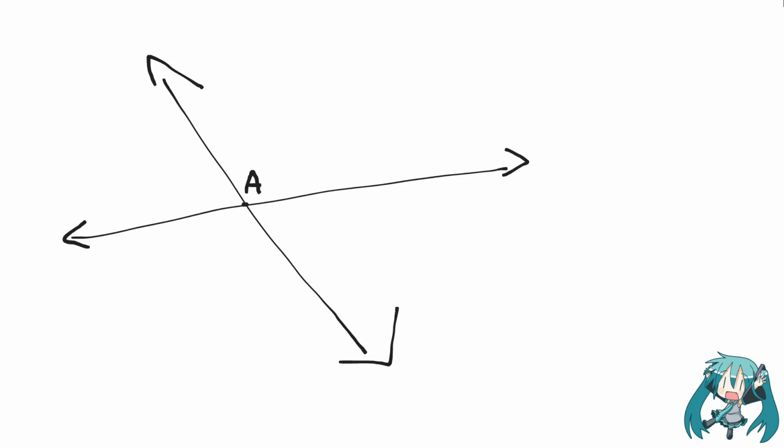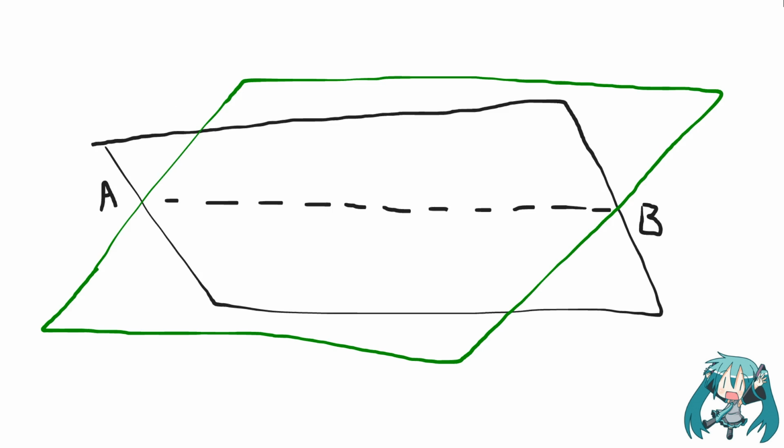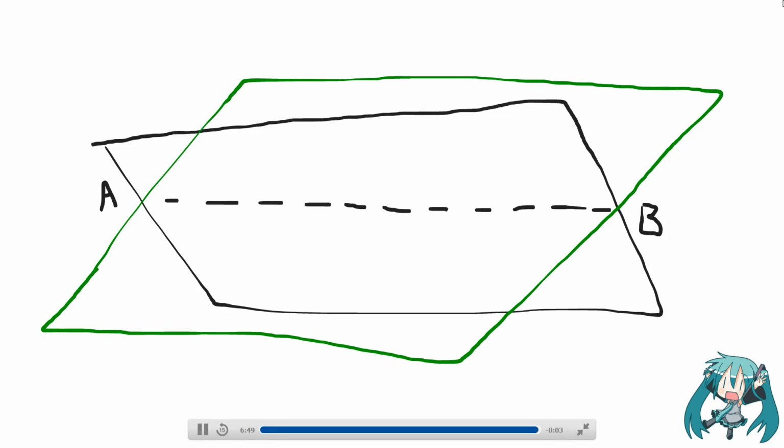This is an intersection of 2 lines. Lines always intersect at exactly 1 point. So, in this case, the lines intersect at point A. This is an intersection of 2 planes. They always intersect at 1 line, and they share all these points in common. So in this case, line AB is the intersection.